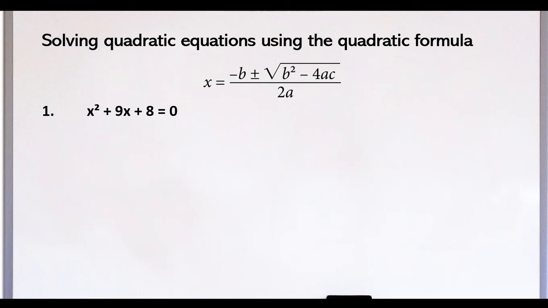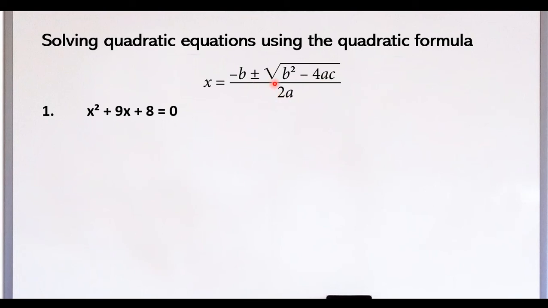Solving quadratic equations using the quadratic formula. In this method, you should already master the values of a, b, and c from the standard form of the quadratic equation. Since we're going to have here the formula, which is x equals negative b plus or minus the square root of b squared minus 4ac, all over 2a.